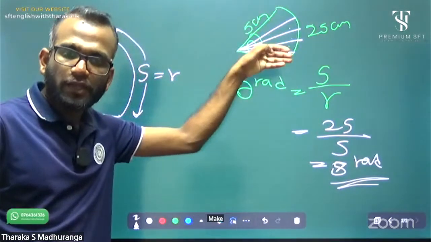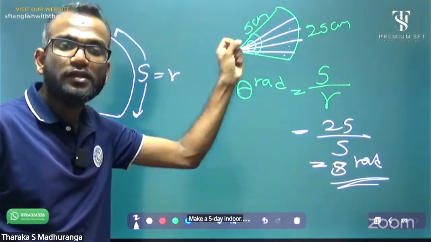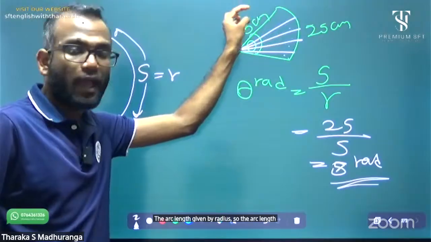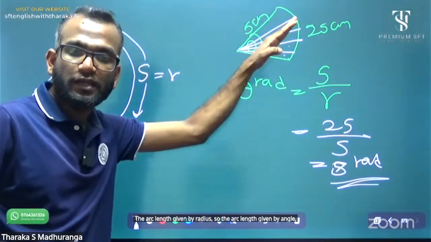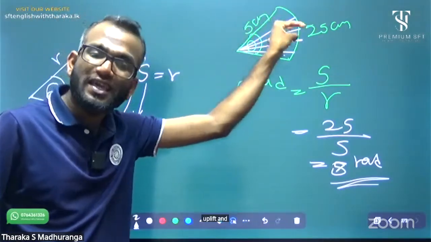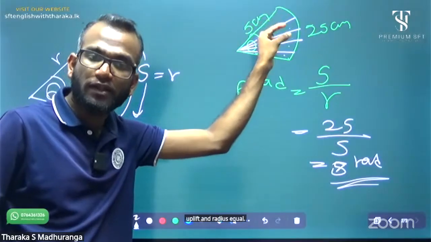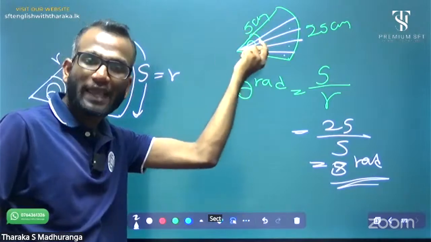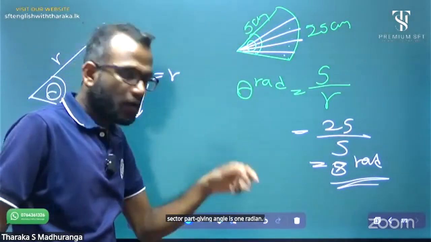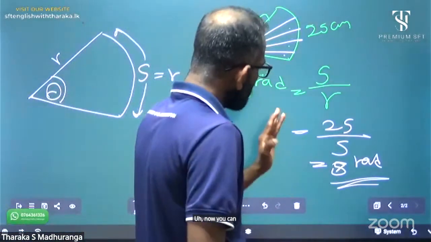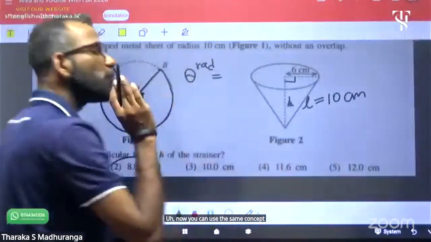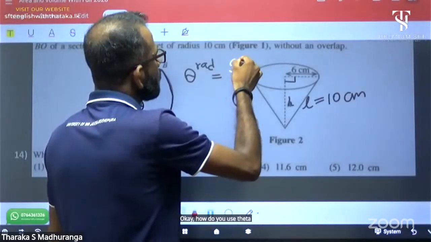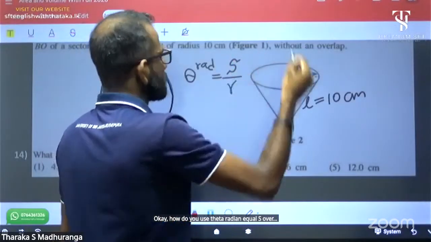So 5 rad. The 1 radian means what? The angle given when arc length equals the radius. Arc length and radius should be equal, right? Equal length. This sector part giving angle is 1 radian. Now you can use the same concept in this past paper question. How to use theta radian equals S over radius.